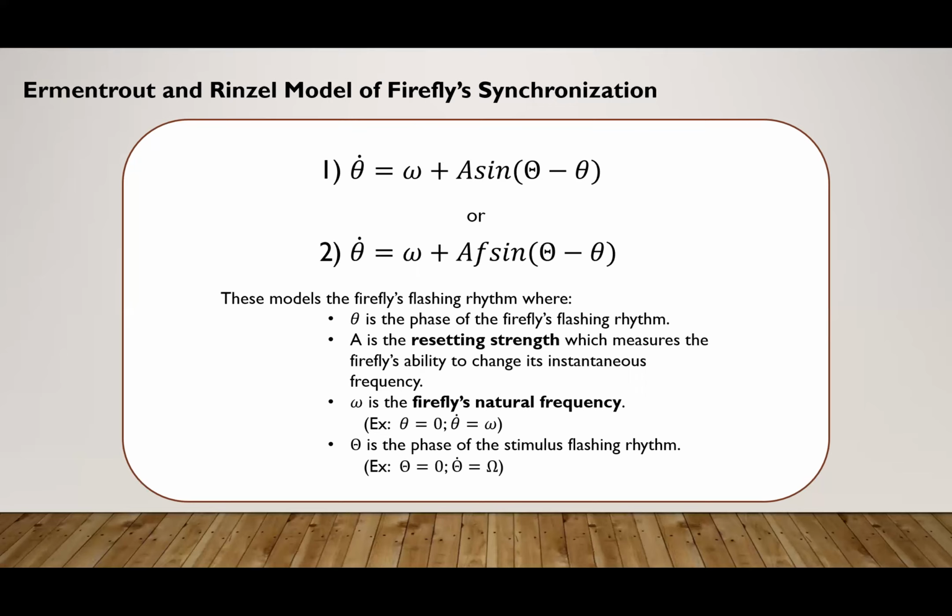Similarly, capital theta is used to describe the stimulus's flashing rhythm, so this equating to 0 also means the commencement of its flash and its cycle with a frequency of capital omega, which can be represented by equating the function capital theta dot to it. One way to look at this is if capital theta is faster than lowercase theta, then the firefly would try to speed up, or theta dot would be greater than its natural frequency lowercase omega, because it is trying to catch up to the stimulus.